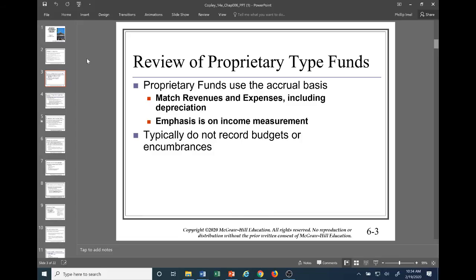Typically we do not record budgets or encumbrances within proprietary type funds. That's usually on governmental funds. What two governmental funds record budgets usually? It would be the general, right, and the special revenue. Awesome. So proprietary funds use the accrual basis of accounting, economic resource measurement focus, match revenues with expenses. We're accounting for depreciation, and we're emphasizing income measurement. Not worried about budgets though.